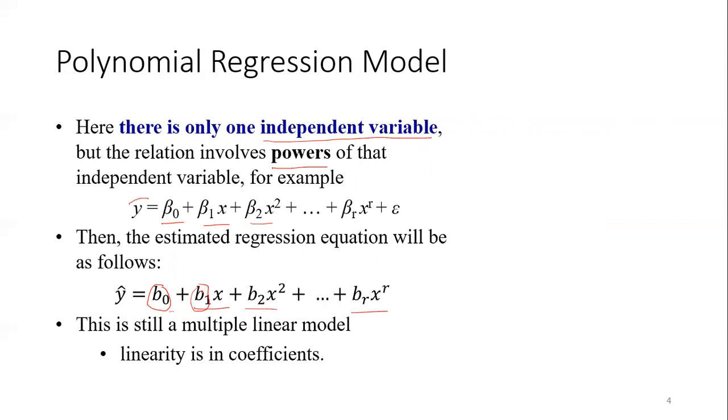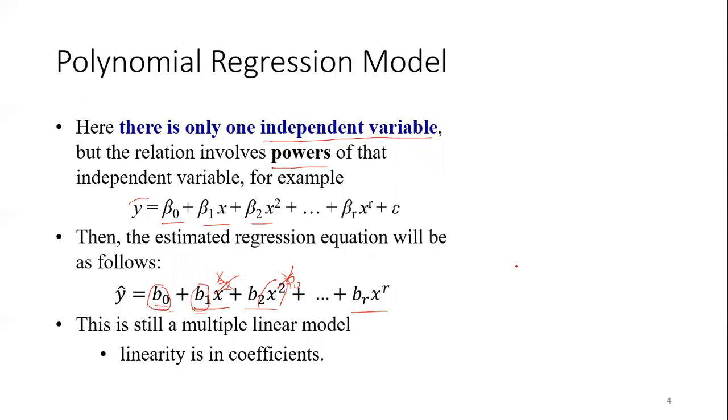But if you have something like b1 to the power x, or b2x squared to the power b0, then this is not linear. Here the model is linear in terms of the coefficients, so you can find the fitted regression line for this model.